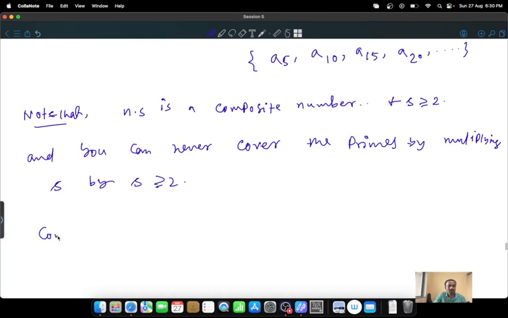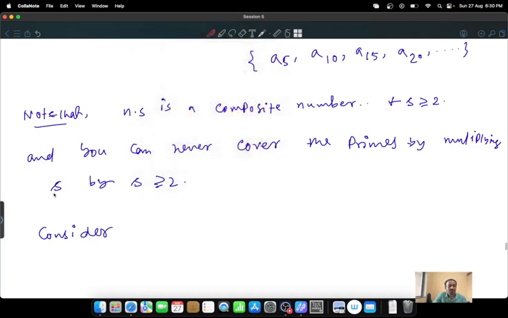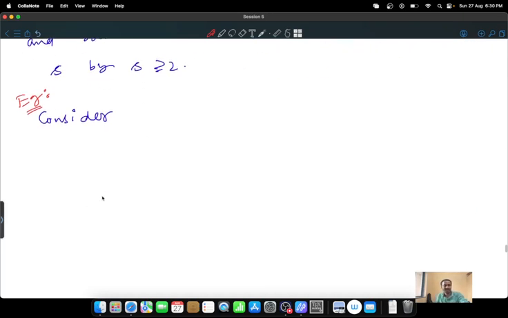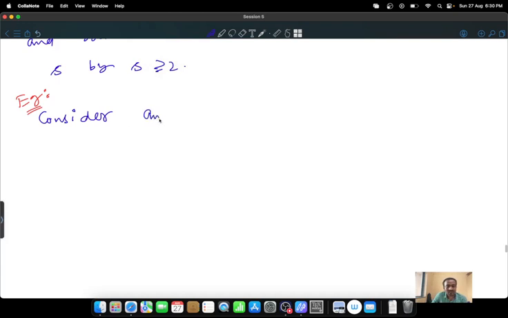Since this is false, you have to provide a counterexample. So this is the counterexample. You can play with your friends: if a sequence satisfies these properties, can you conclude the sequence converges or diverges? Consider a_n equals, say, 1 if n is prime, and 0 if n is not prime.